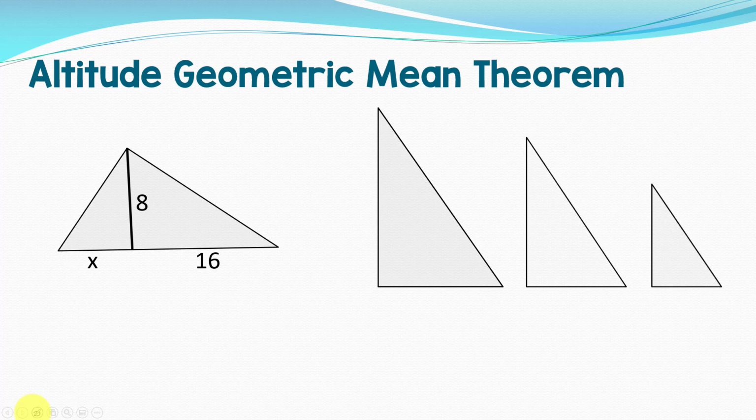Okay, let's try another one. Now the variable is not the geometric mean, but I'm going to always write that twice. So 8 equals 8 is the geometric mean between this chunk and this chunk. Okay, cross multiply and solve that. That's as easy as it is.